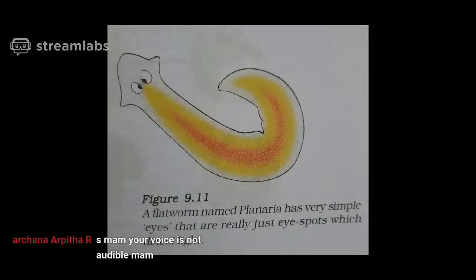Now, evolution, if we look at some examples, evolution is found in few organisms. This is a flatworm called planaria, which can detect light, and thus eyes came into evolution.